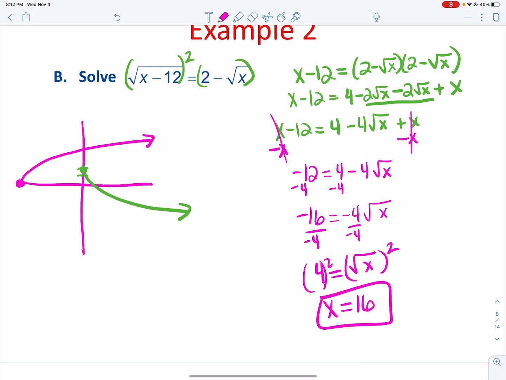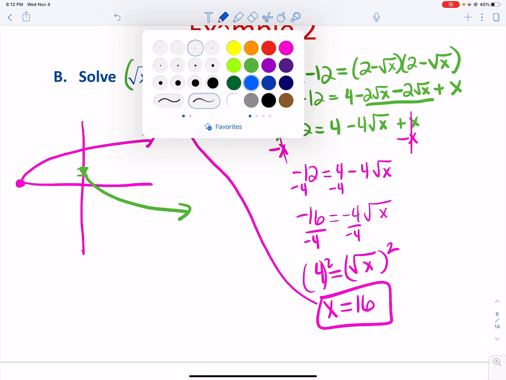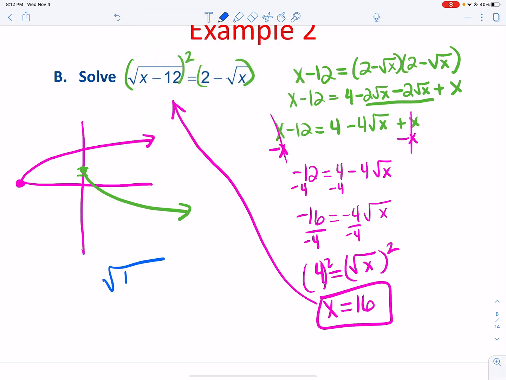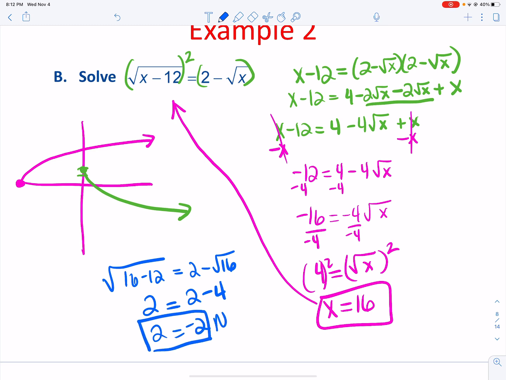So I just got an answer. I got 16, and on the test, I'm going to be looking for that answer. But if I take this 16 and plug it back up here, I would have the square root of 16 minus 12 equals 2 minus the square root of 16. So this side is 4, the square root of 4 is 2. This side is a negative 2. Does 2 equal negative 2? No. So that means that this answer is what we are calling extraneous.